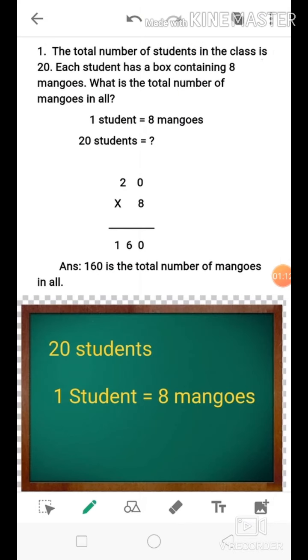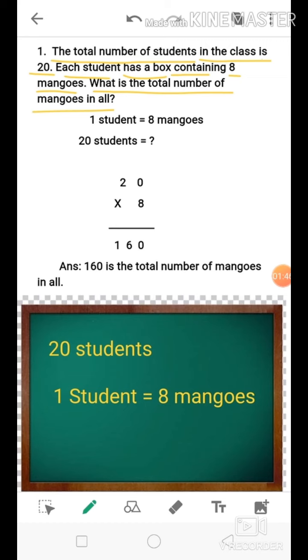Look into the first sum. The total number of students in the class is 20. Each student has a box containing 8 mangoes. What is the total number of mangoes in all? This is your first sum. What is the first step? We have to read clearly, slowly, and understand. Second step, divide the sentences and start writing the statement.